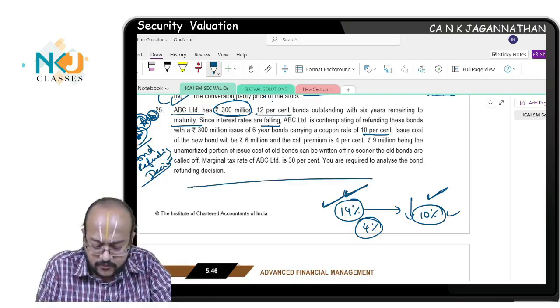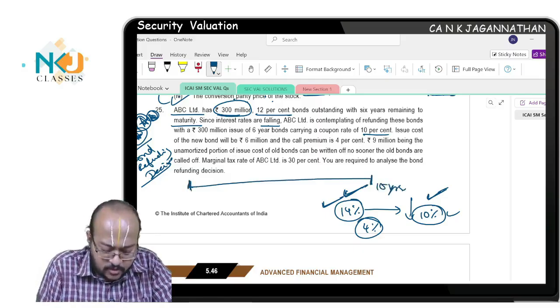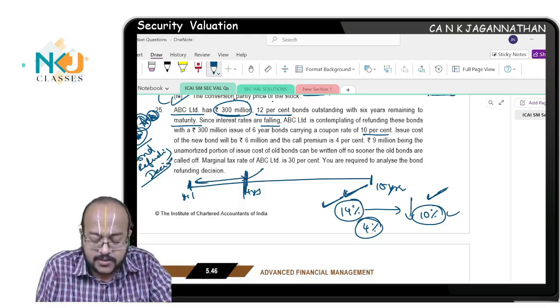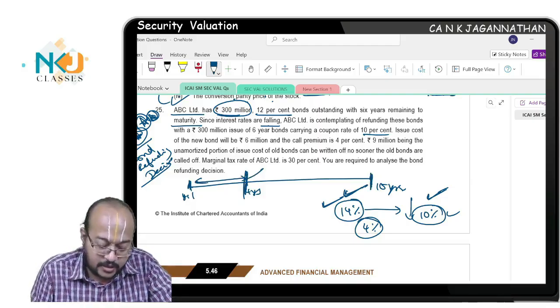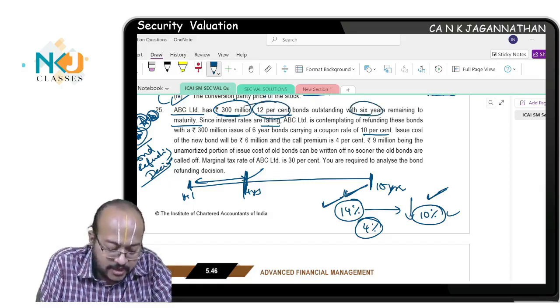See, assume I have a 10 years bond, total 10 years period. Assume year 1 to 4 have already elapsed. We are today standing at the end of year 4. Now 6 years remain till the maturity of the old bond, which means the existing bond. Correct? This is carrying a 12% interest rate and 6 years remaining to maturity.